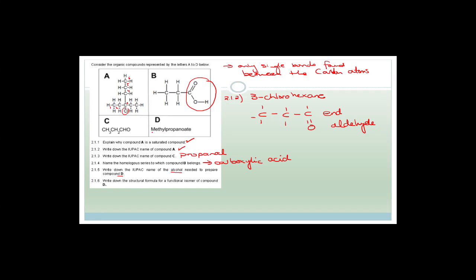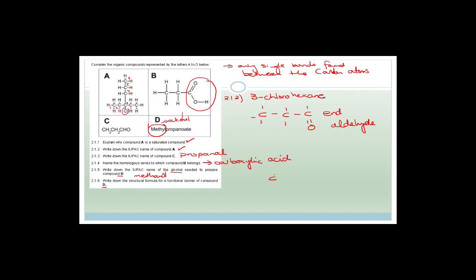Okay, so this is an ester made up of an alcohol and a carboxylic acid. The first part comes from the alcohol. So if this is a methyl, then this has to be methanol. Finally, it says write down the structural formula of a functional isomer of compound D. So the cool thing about compound D is that we can write it out, and we can work out how many carbons and hydrogens and oxygens there are, and then rearrange it, okay?